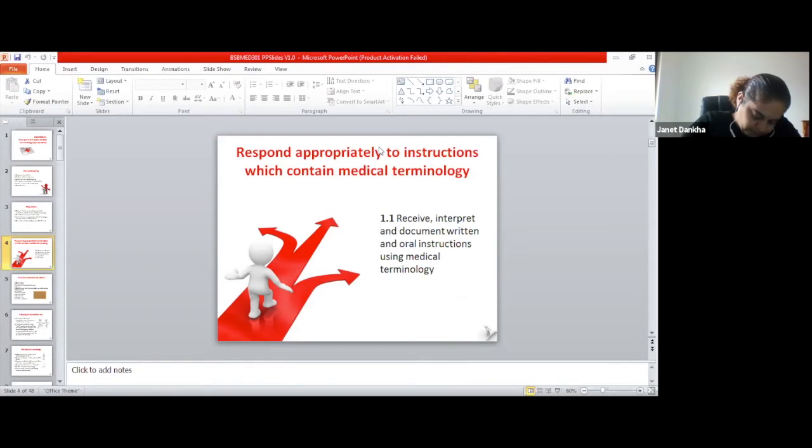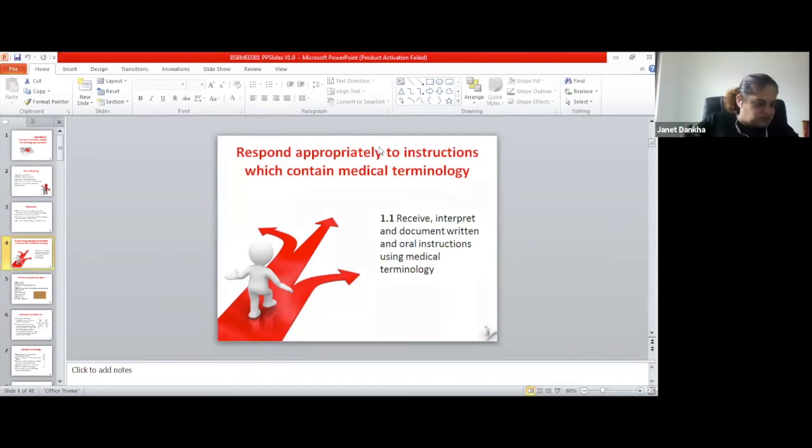Now, if you're going to be working in the maternity ward, you will come across specialty words related to birth and all those things. So again, each unit has got its own particular medical terminologies that you have to start getting used to.